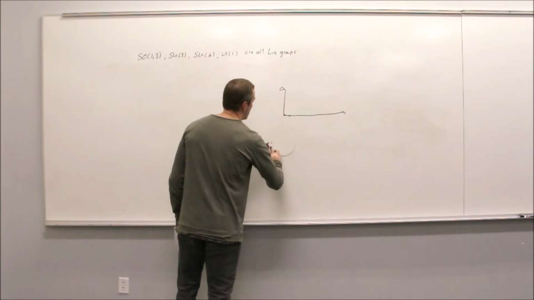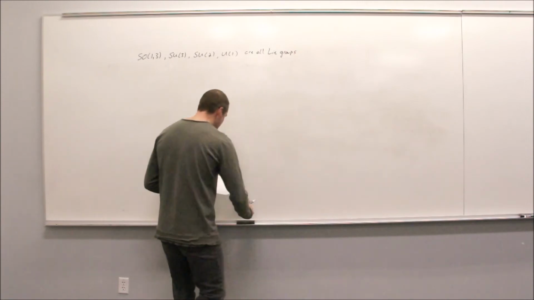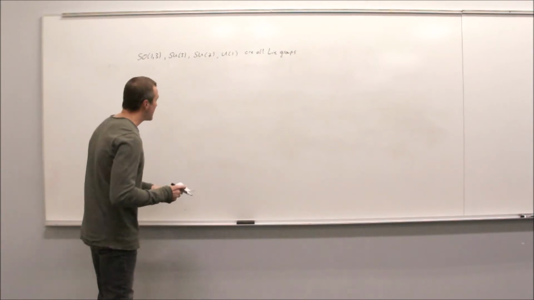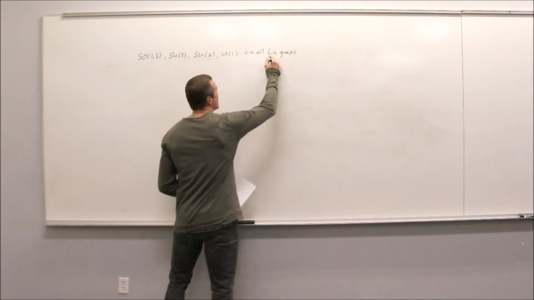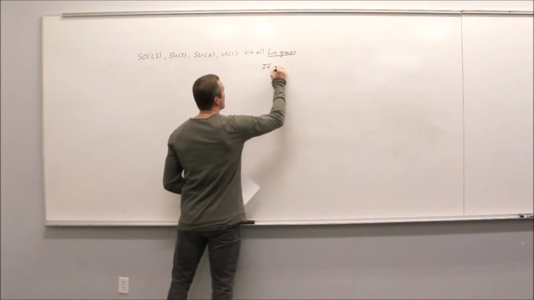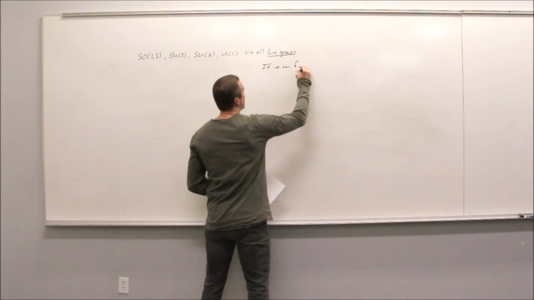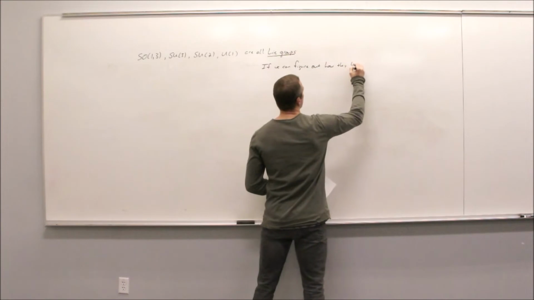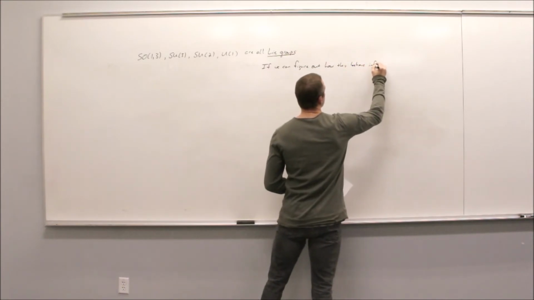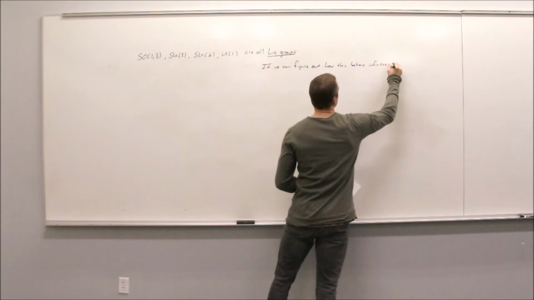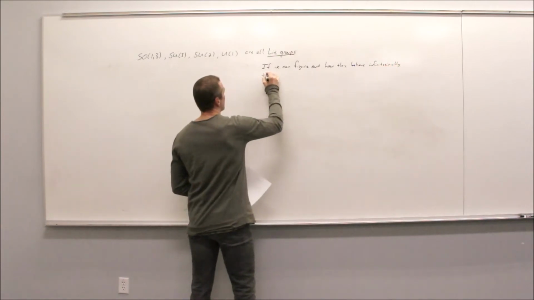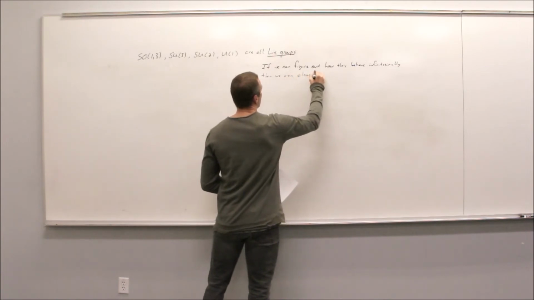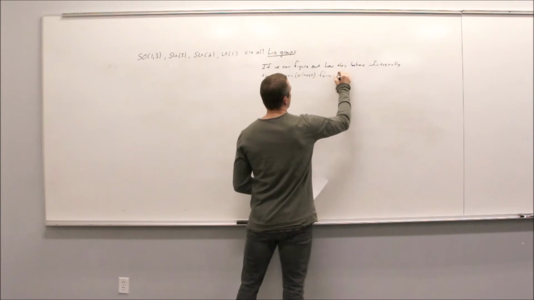Now, a very interesting part of this story is that for a Lie group, if we can figure out how things behave infinitesimally, then we can almost form the entire group.